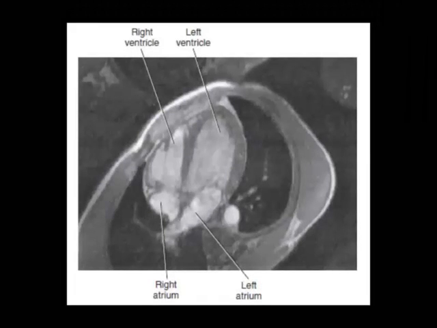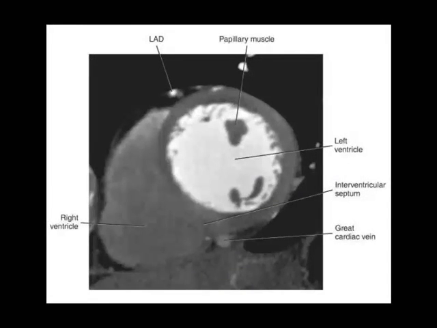Here's an MR image, again demonstrating the horizontal long axis. Also, there's a nice demonstration of all four chambers of the heart. And then lastly, we have a CT image of the short axis. I think what's interesting in this particular image is you can actually see the papillary muscle. But please take a moment, pause at any one of these images, and study the anatomy presented.